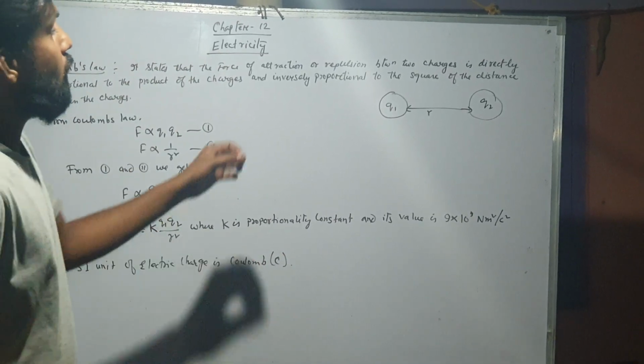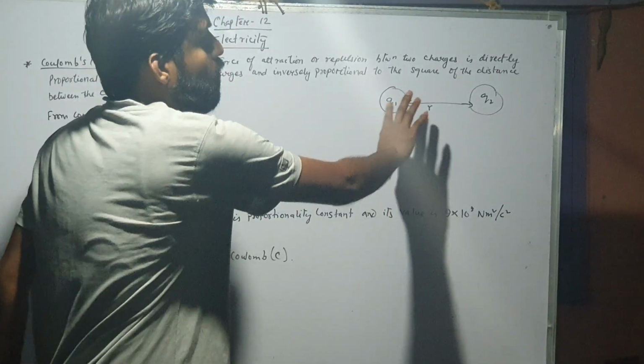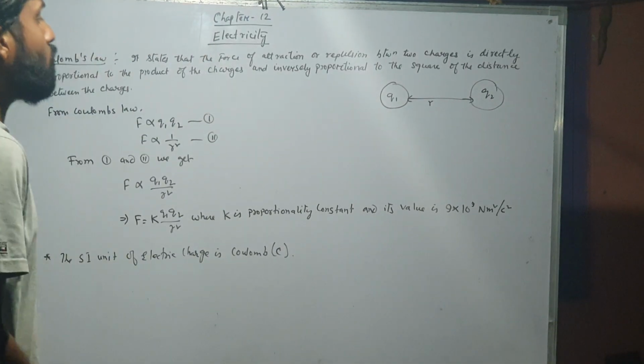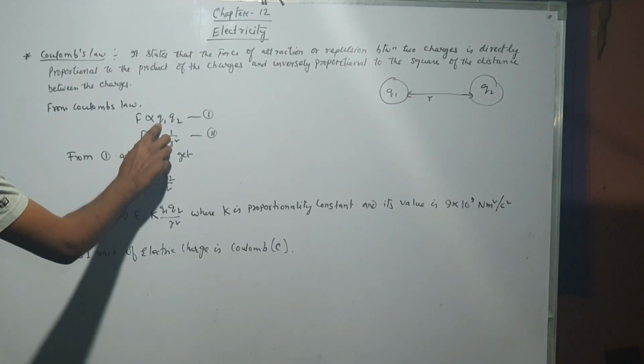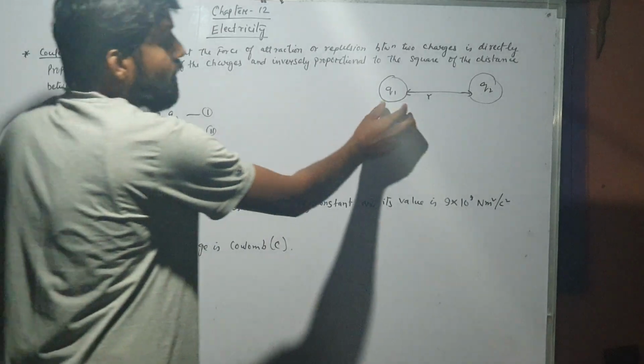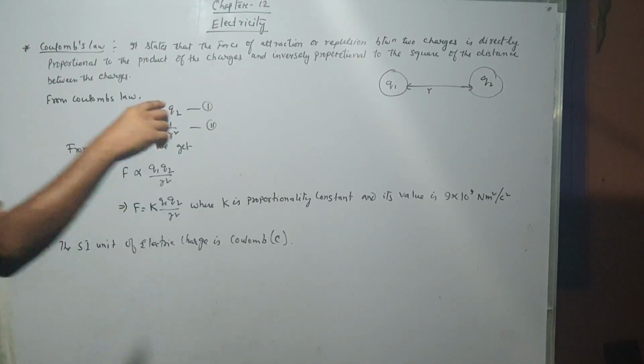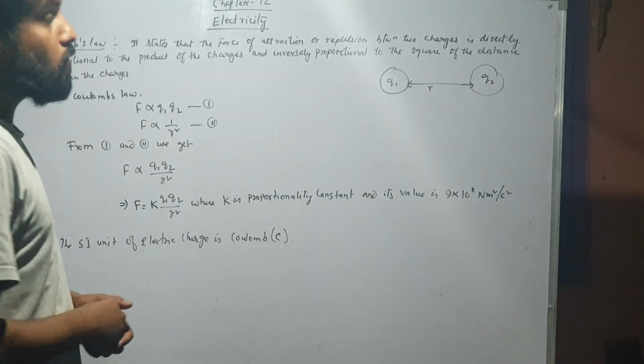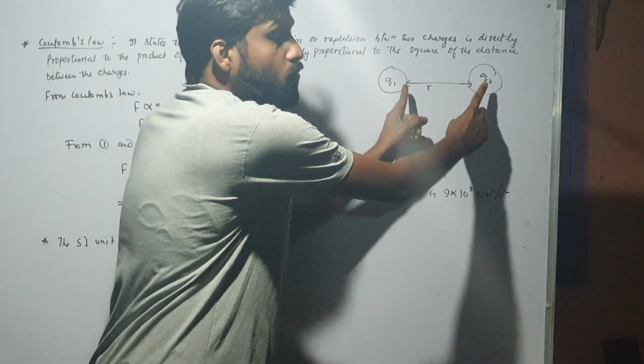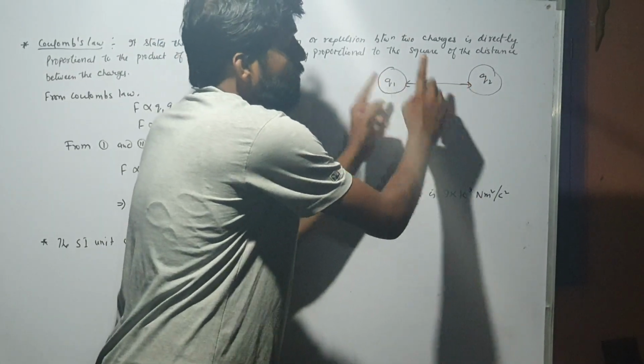Coulomb's law says that between two charges, the force of attraction or repulsion is directly proportional to the product of the charges. I have taken the charges as Q1 and Q2. It is inversely proportional to the square of the distance between them, that means the distance between the two charges. Here I have taken the distance between charges as R.